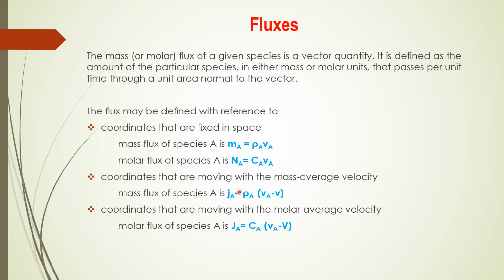It is the mass density into mass average velocity, VA minus V. Then, for the coordinates that are moving with molar average velocity, the molar flux of species A is JA equal to the molar concentration into molar average velocity, VA minus V.